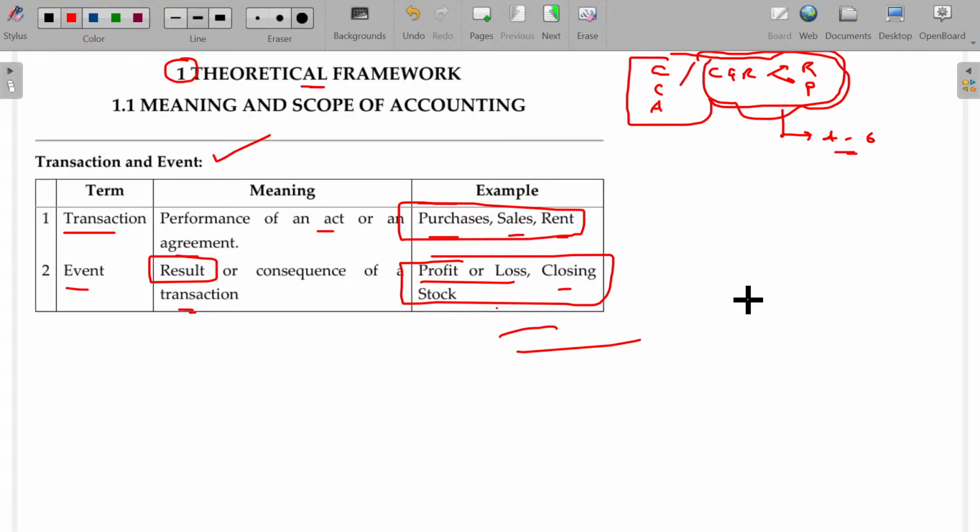Here we cannot apply the normal double entry rules like debit what comes in, credit what goes out. It's only adjustment, right? Hope now you'll be able to understand the difference between transaction and event.